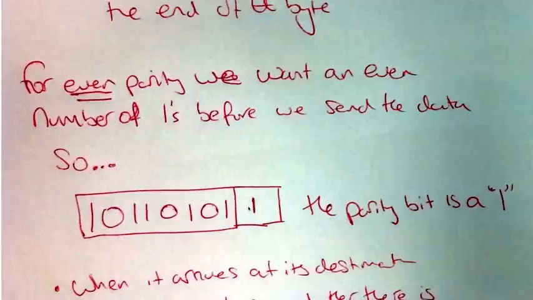Equally, if we wanted to do odd parity, we'd make sure that the total number of ones with the parity bit included would be odd. So in this case, we wouldn't add a 1 here, we'd add a 0. And then we check at the end to make sure that it all added up.